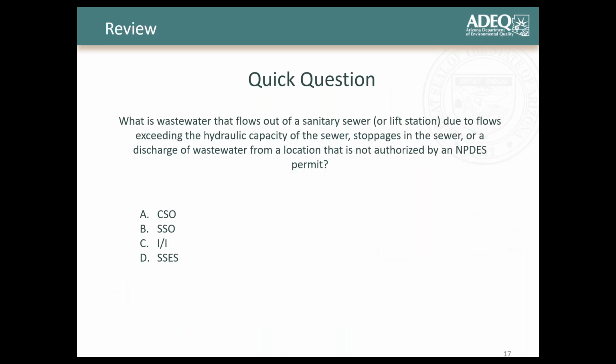All right, so let's get a quick review in here. What is wastewater that flows out of a sanitary sewer or lift station due to flows exceeding the hydraulic capacity of the sewer, stoppages in the sewer, or a discharge of wastewater from a location that is not authorized by an NPDES permit? So the A is CSO, B is SSO, C is I&I, or D is SSES.